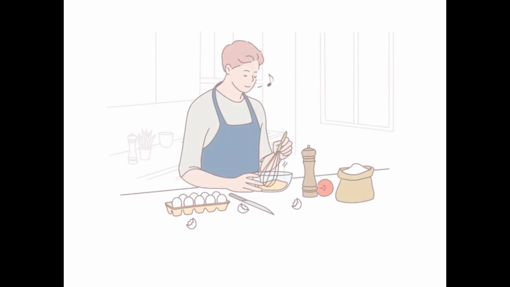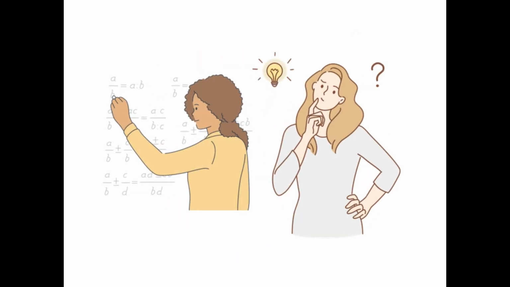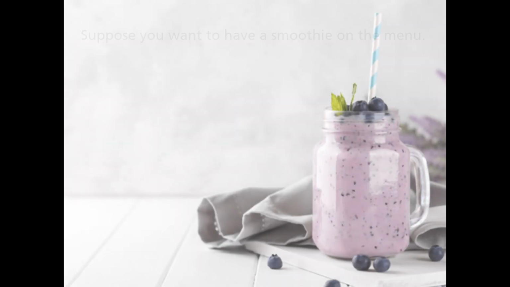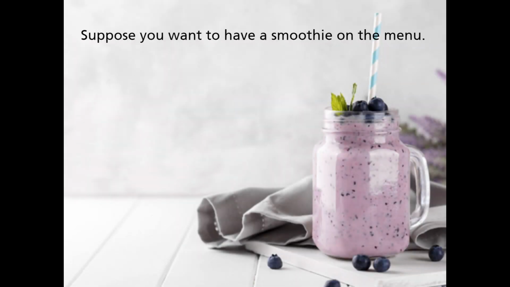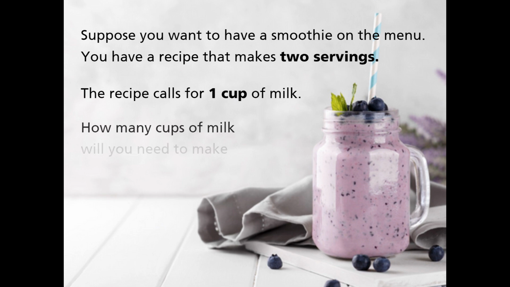In part 1 of this series on dimensional analysis, we did a very simple conversion from tablespoons to teaspoons. Now it's time for a more complex problem with more than one conversion factor. Suppose you want to have a smoothie on the menu. You have a recipe that makes 2 servings. The recipe calls for 1 cup of milk. How many cups of milk will you need to make 200 smoothies?